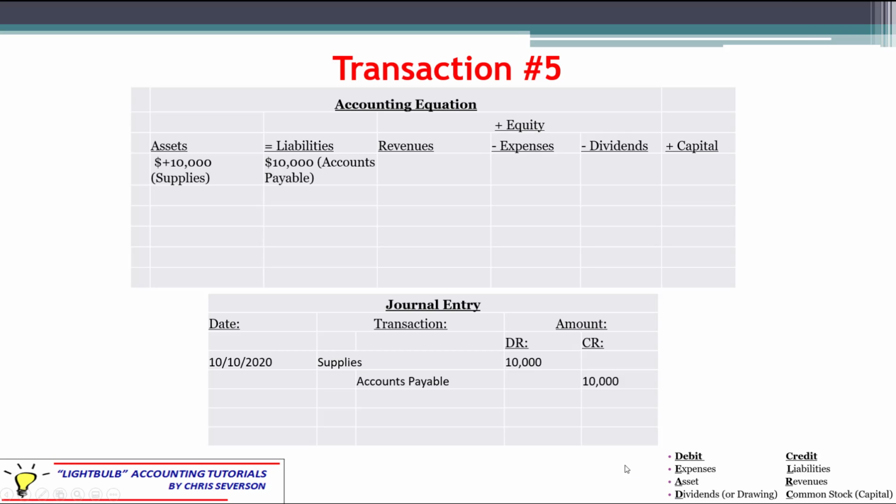Supplies are an asset. Assets increase with a debit. Accounts payables are a liability. We want to increase that. That's a liability. We increase it with a credit. So we're debiting supplies, crediting accounts payables for $10,000.